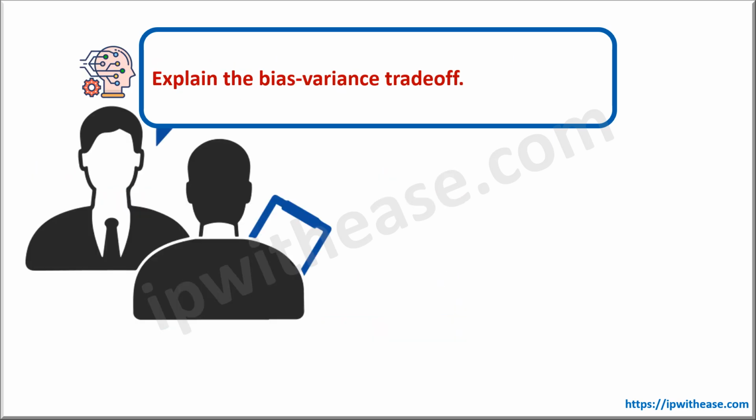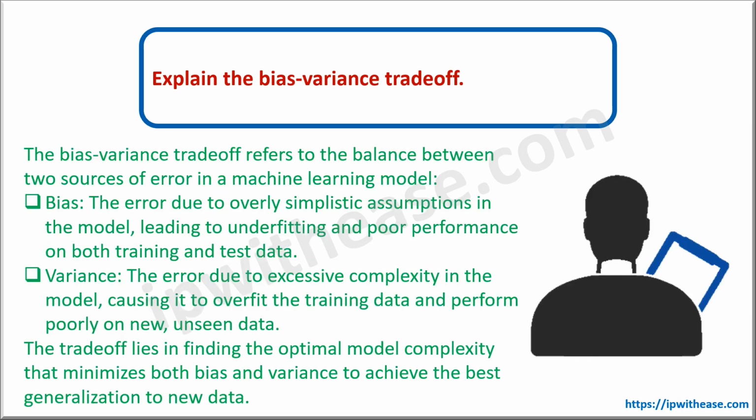Can you explain the bias variance trade-off? The bias variance trade-off refers to the balance between the two sources of error. Bias is the error due to overly simplistic assumptions in the model, leading to underfitting and poor performance on both training and test data. Variance is the error due to excessive complexity in the model, causing it to overfit the training data and perform poorly on new unseen data. So the trade-off lies in finding the optimal model complexity that minimizes both types of errors.